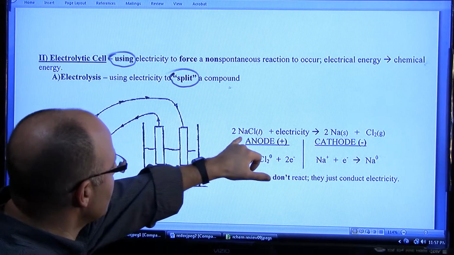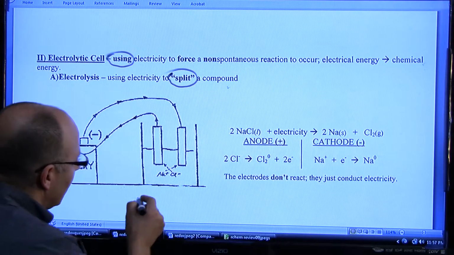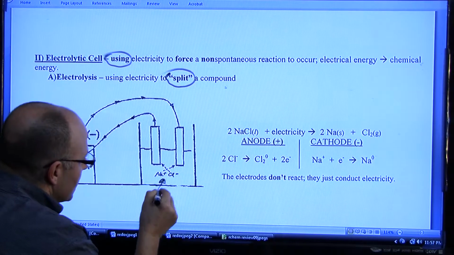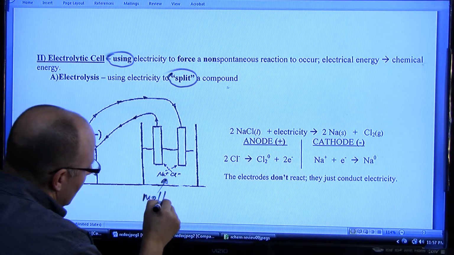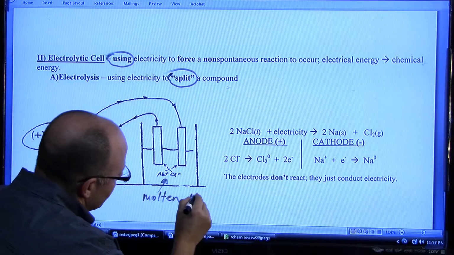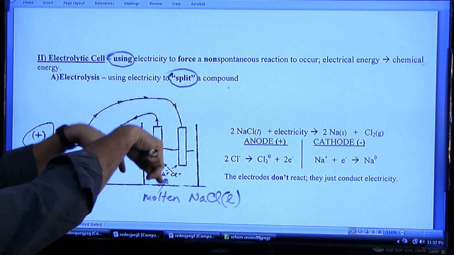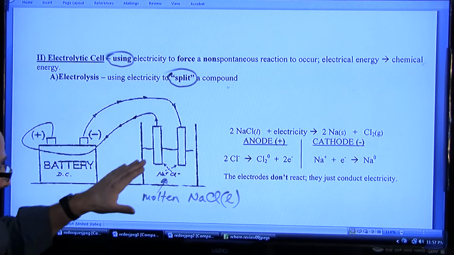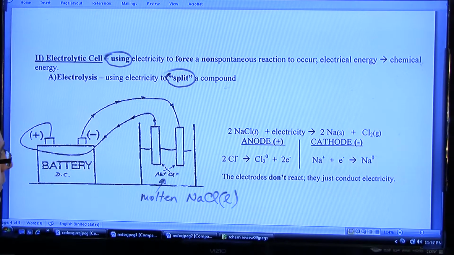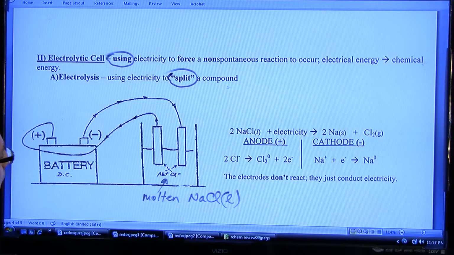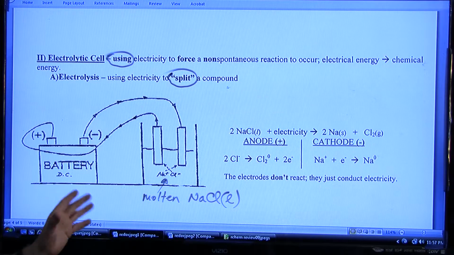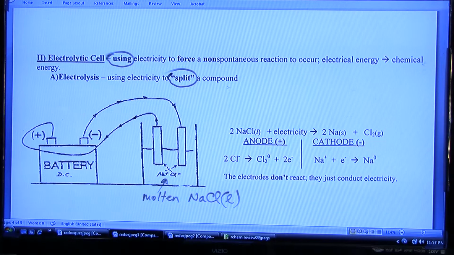All right, so if we take sodium chloride and place it in this tank here, so this tank contains molten NaCl. It's in a liquid state. And we have these two electrodes inside this tank. This happens to be very hot. Remember, sodium chloride has a melting point of 801 degrees Celsius. So this isn't something that we would demonstrate in class.